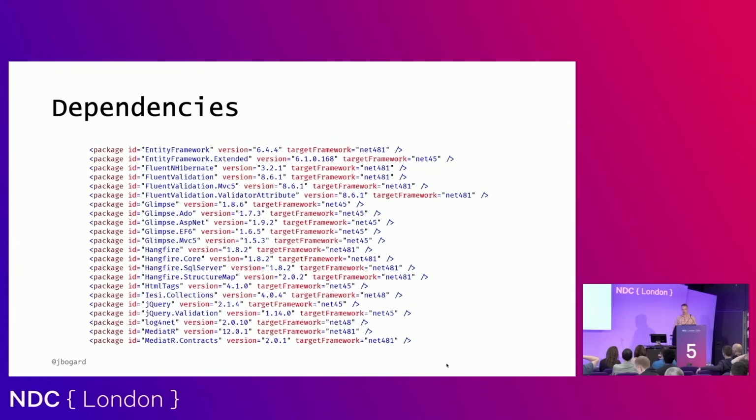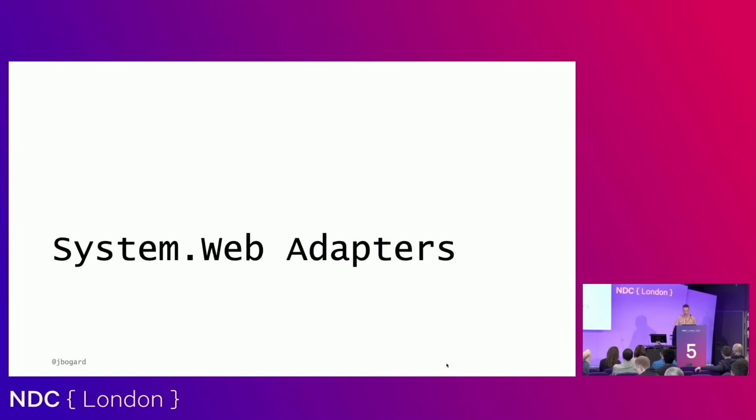Something that Microsoft released literally a month before we started this project was fantastic: a poorly named library, but whatever, it's called the System.Web Adapters. This library is a NuGet package, but it also includes some Visual Studio extensions, which you don't have to use, but I'll be showing those here in a bit.